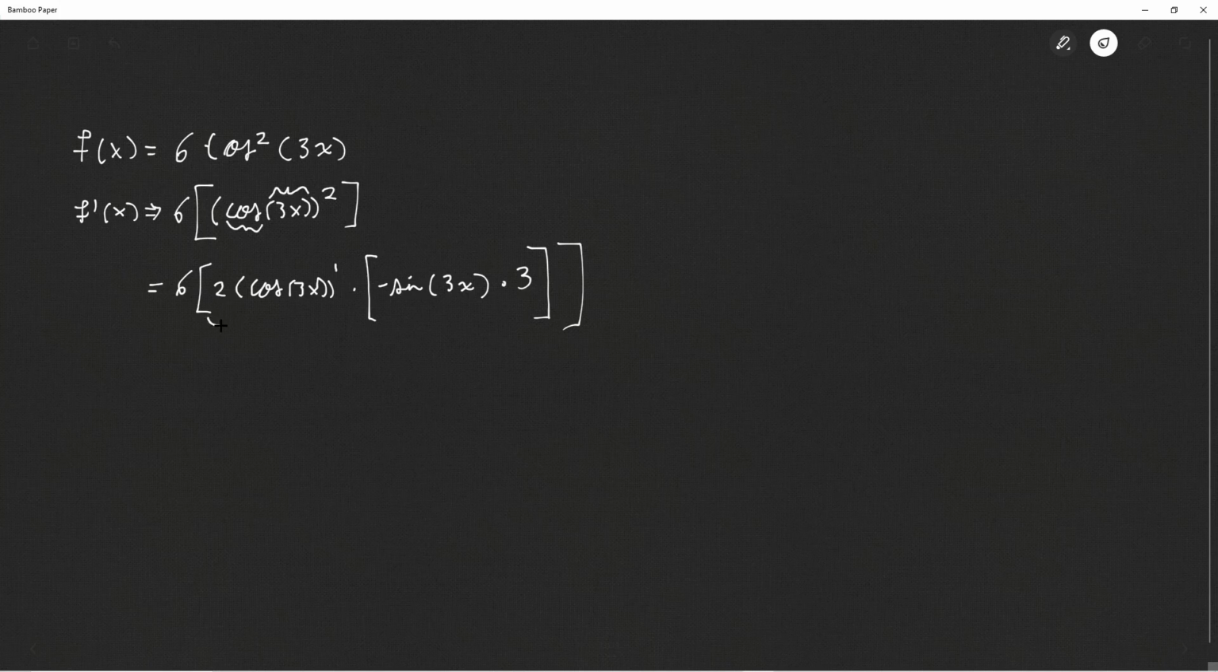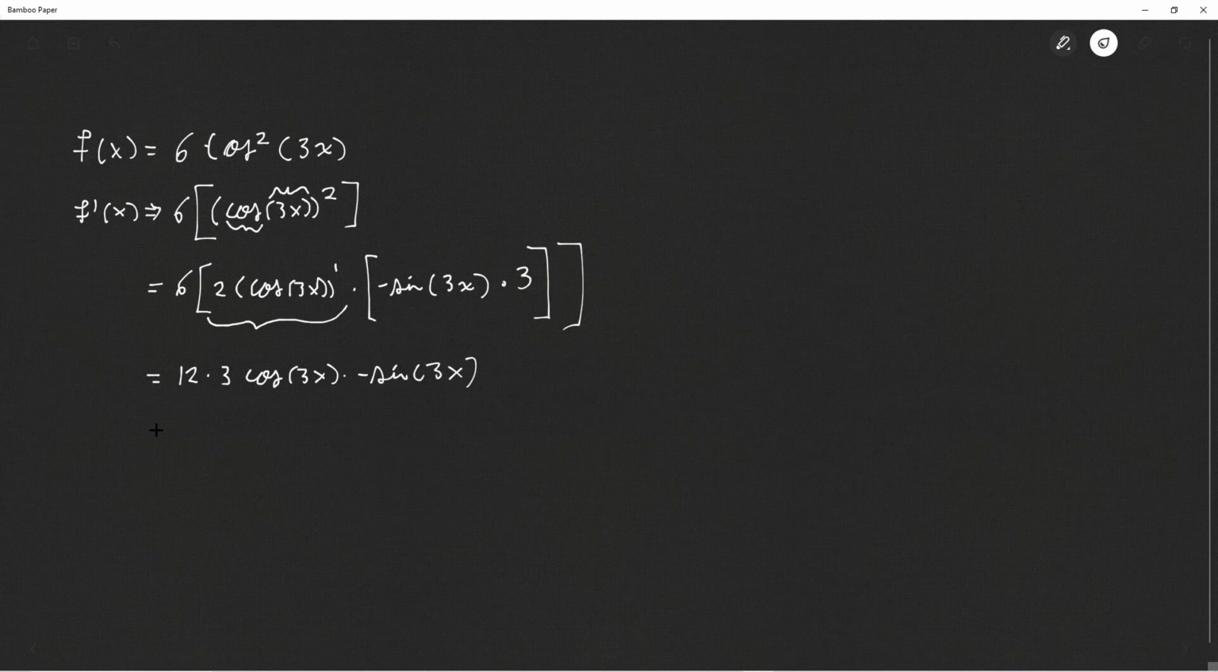So now, to make this look nicer, we have this as the derivative. We have 2 cosine 3x as the derivative of the outside, and now negative sine 3x multiplied by 3 is the derivative of the inside function. So now we can do 6 multiplied by 2 multiplied by 3, which is 12 multiplied by 3, and now this is going to be cosine of 3x multiplied by negative sine of 3x.